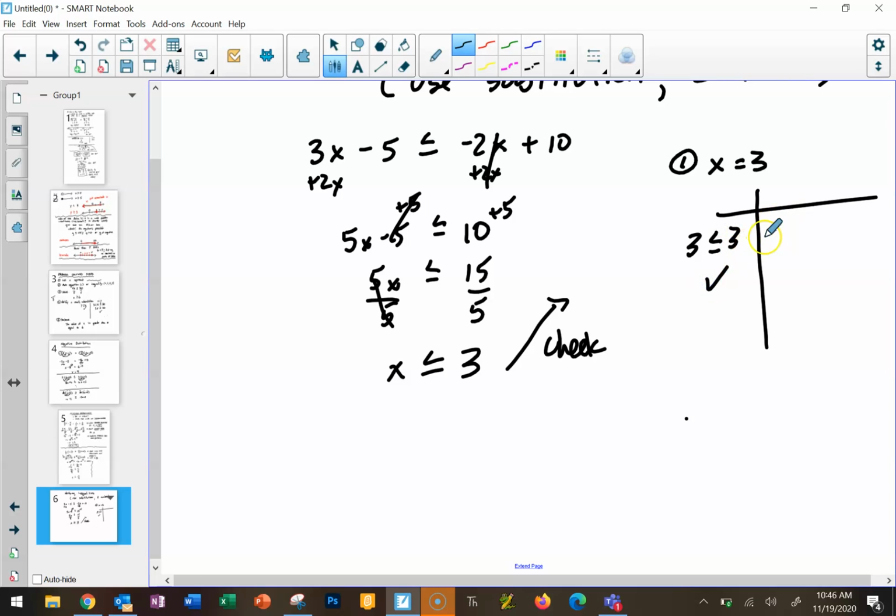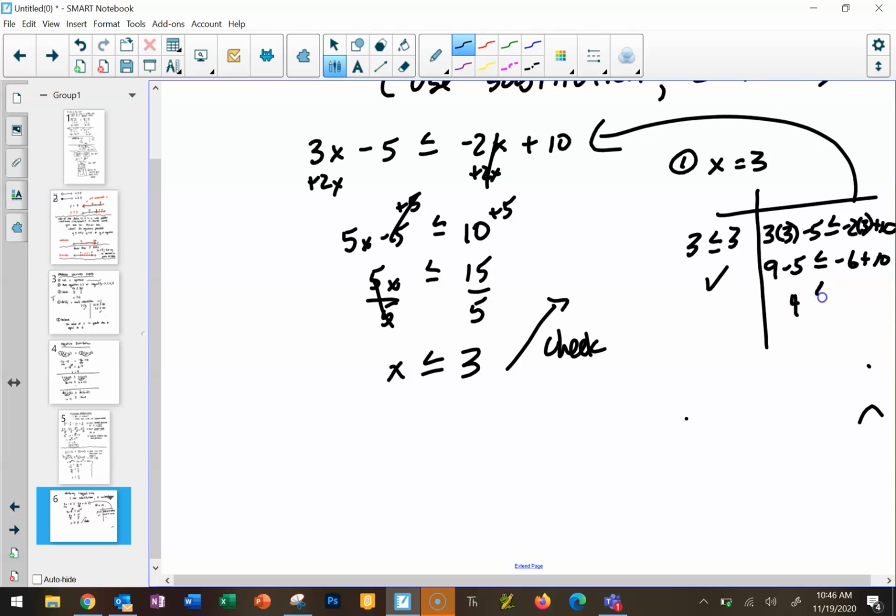And then over here, we've got to plug it into the original equation. So it's going to be 3x, so 3 times 3, minus 5. Is that less than or equal to negative 2 times 3 plus 10? Okay, so that was our original equation. And then we find that this is 9 minus 5 is less than or equal to negative 6 plus 10. 9 minus 5 is 4. Okay, and negative 6 plus 10 is also 4, so that checks out.